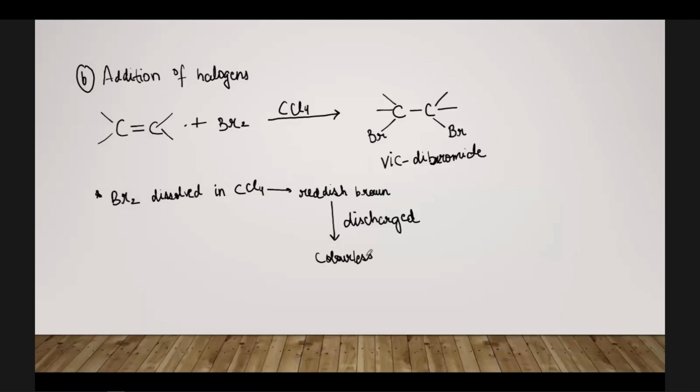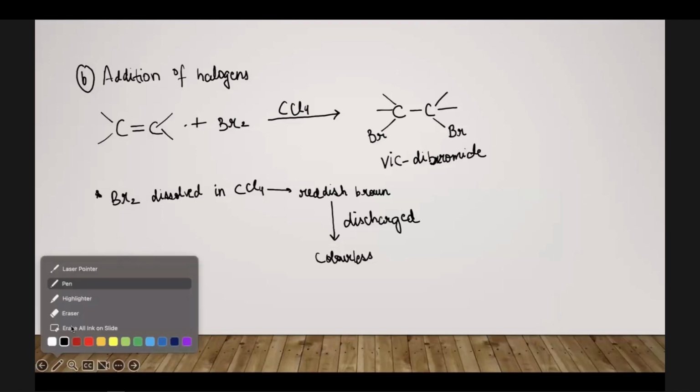मतलब कि if that compound is containing a double bond, then the reddish brown color will disappear and the product will be colorless. That means it is a test for the detection of a double bond in any organic compound. ठीक है, so this was the preparation of haloalkanes from alkenes. Now we get to another method, which is the halogen exchange method.